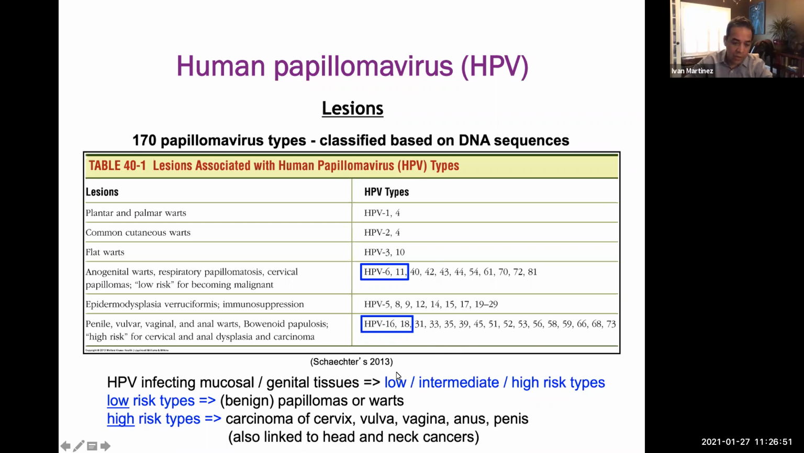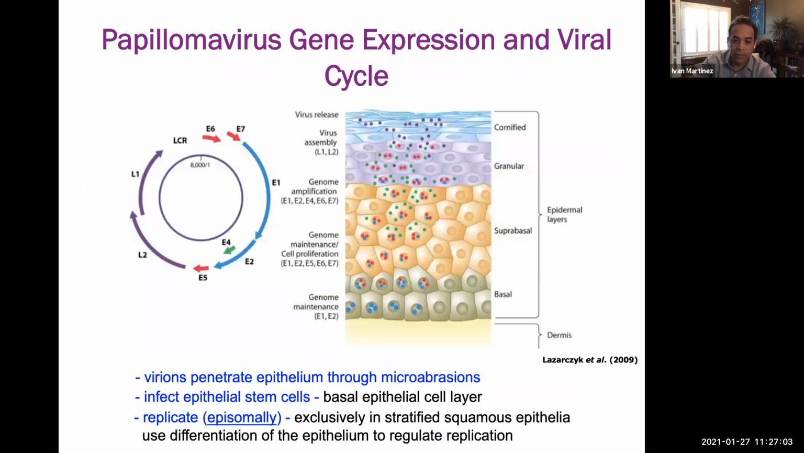HPV infection, mostly of the mucosal genital tissue. And like I said, they are low grade and high grade. The low grade are mostly related to warts, the high grade mostly related to cancer.